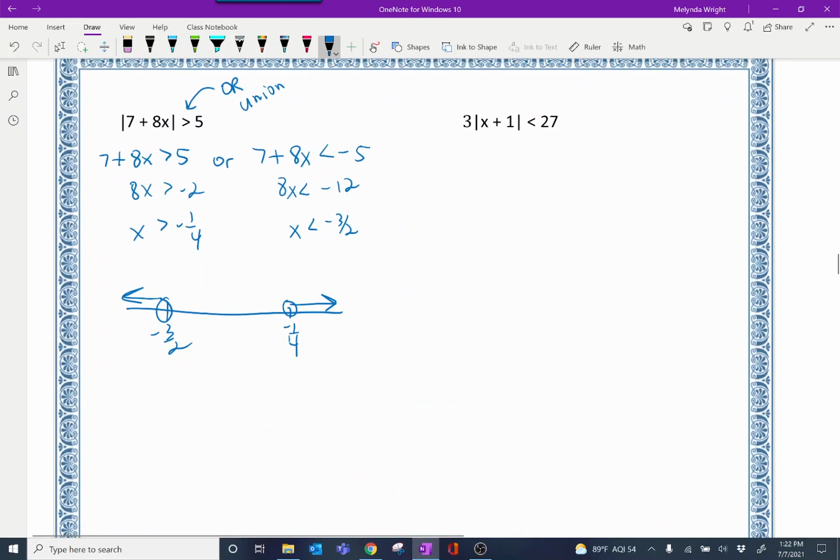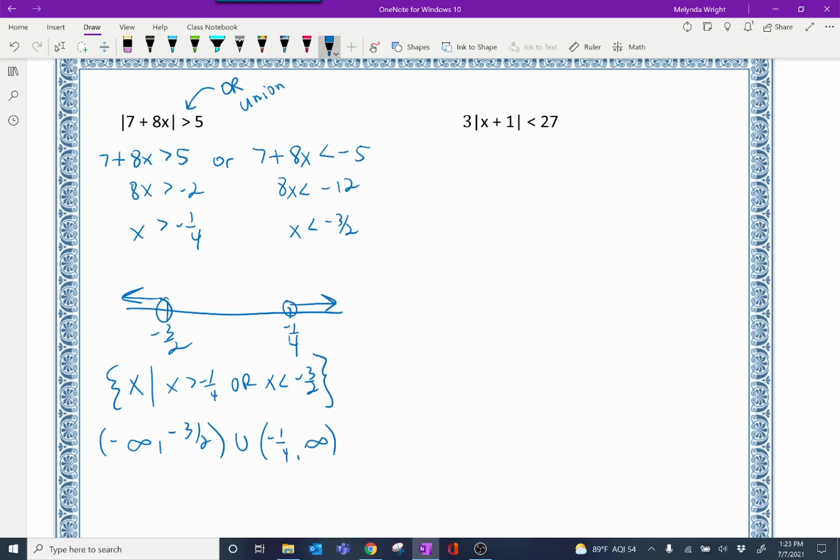Okay, so our answer, if we want to write it in interval notation, well, this is set notation, all x such that x is greater than -1/4 or x is less than -3/2. If we want to do interval notation, we'd have -∞ to -3/2. You could do the union sign, which is that little U thing, or you could say or. Then we go -1/4 to infinity. All right, great. One more.